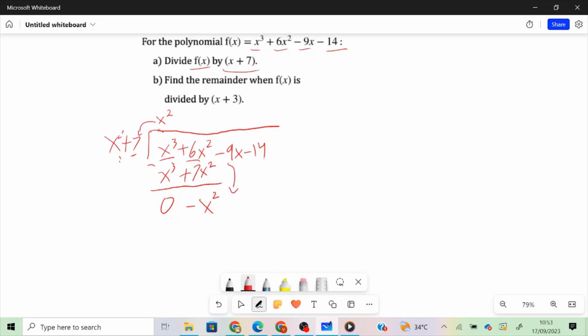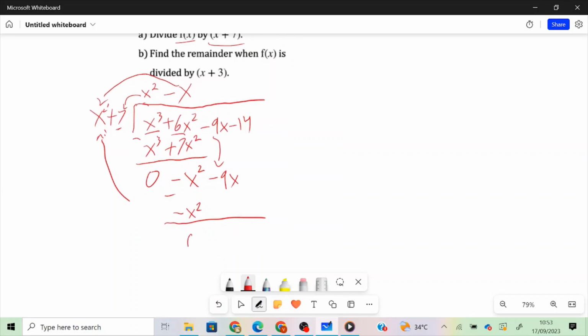We now bring down our minus 9x, and again we do the same. Minus x squared divided by x gives us minus x. And I know that's correct because when I do minus x times x again, I get minus x squared again over here. And when I eventually subtract them, minus x squared minus minus x squared becomes 0. And then minus x times plus 7 gives minus 7x. So I have minus 7x over here. So minus 9x minus minus 7x, that's minus 9x plus 7x, and that gives minus 2x.